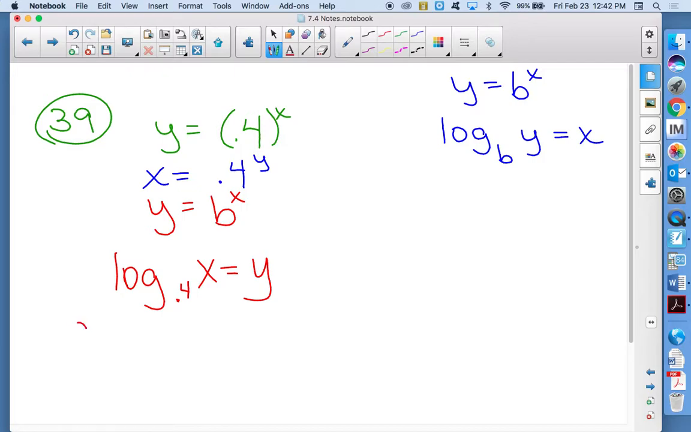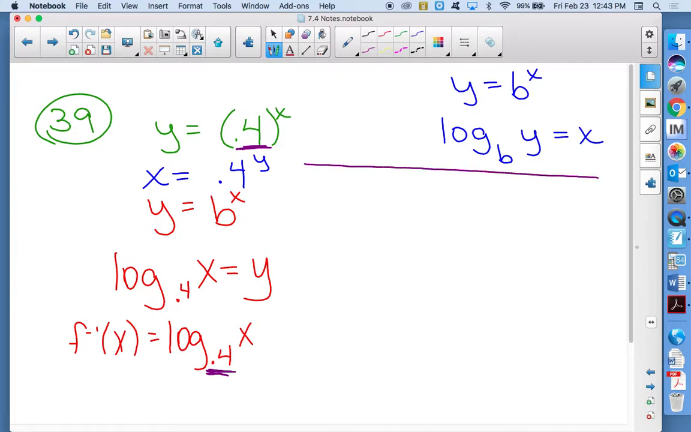So the inverse, writing it in inverse notation, would be log 0.4 of x. And if you look at the original equation, it started out with 0.4 at the base. This equation also has 0.4 in the base. The base is just with the log instead of the base being with the exponent. That's how they work as inverses. So the base here is an exponent, now the base is in log form. That's how they work together.